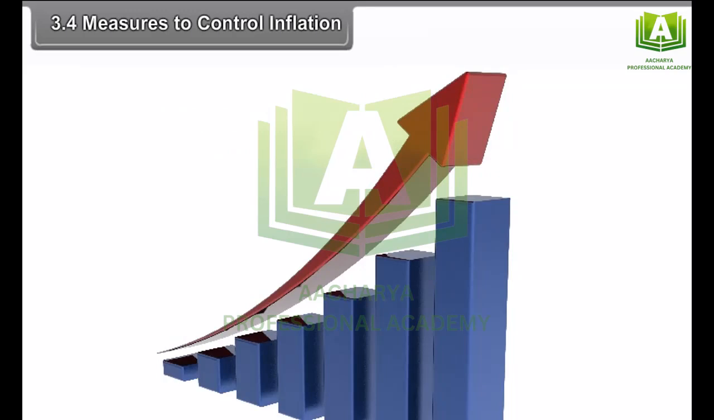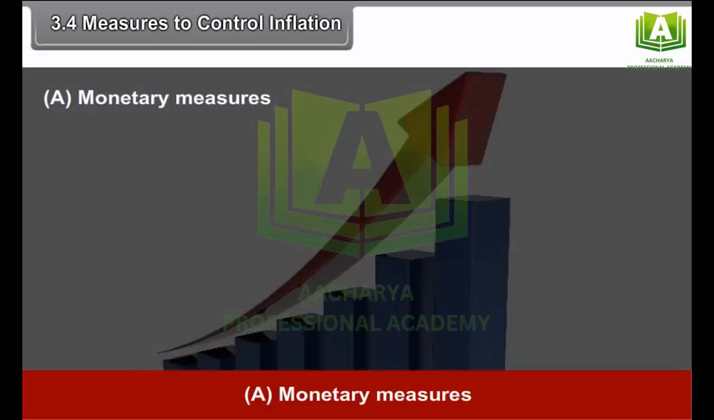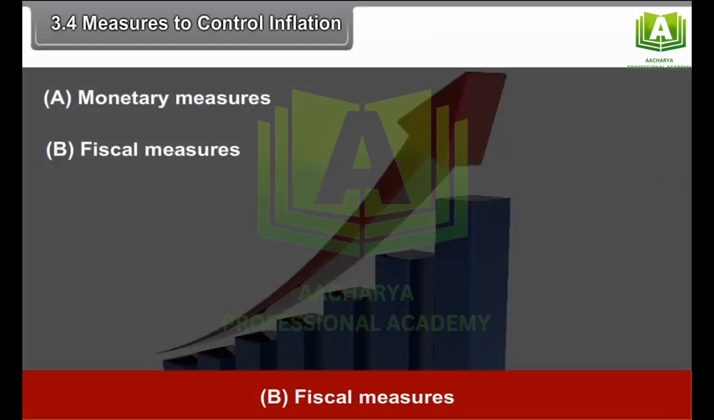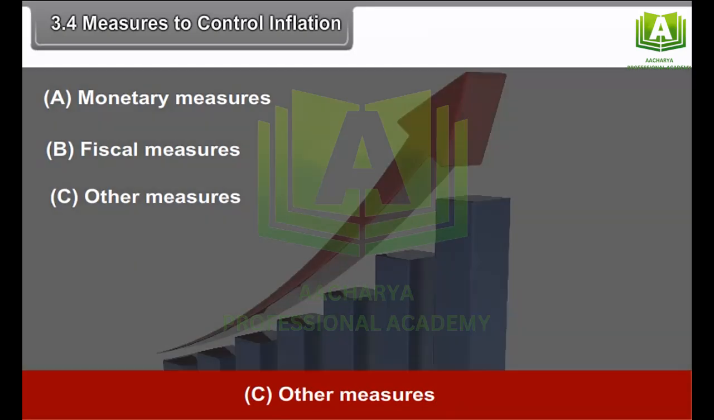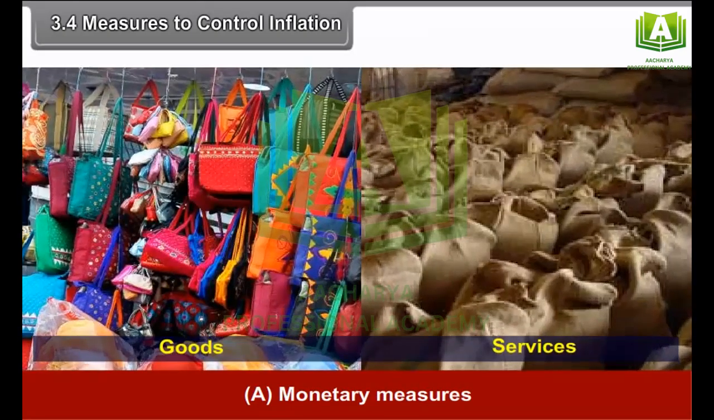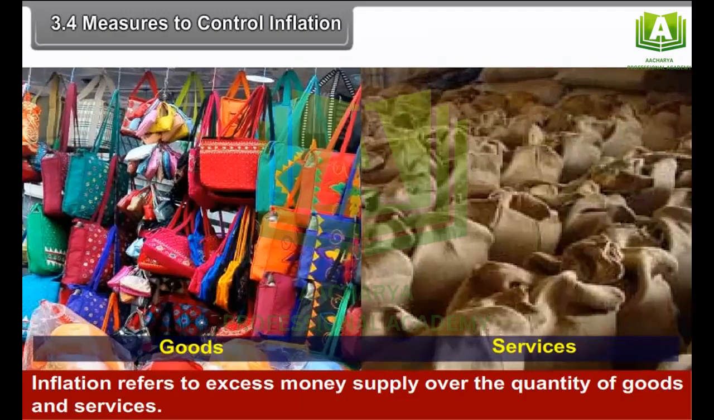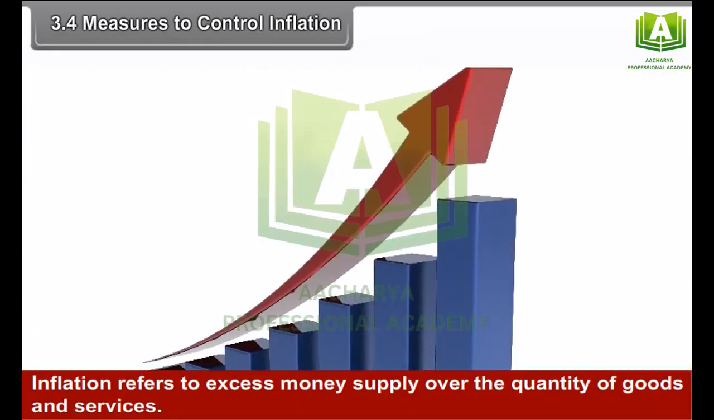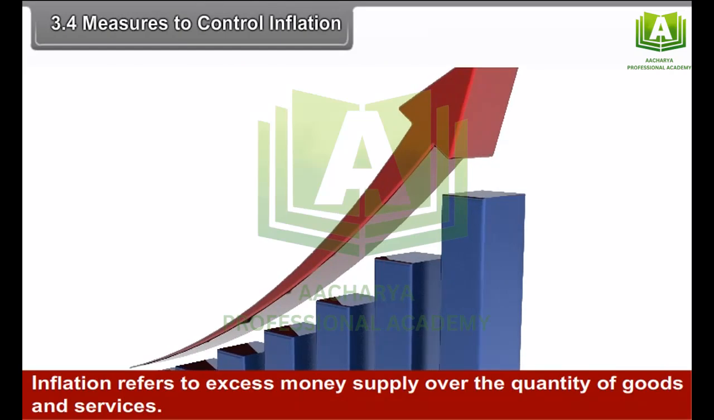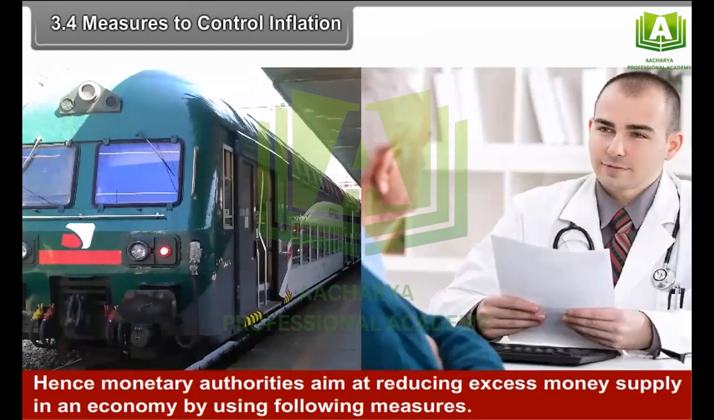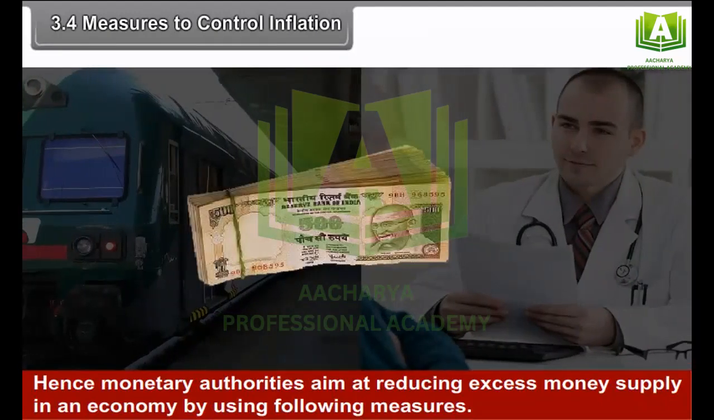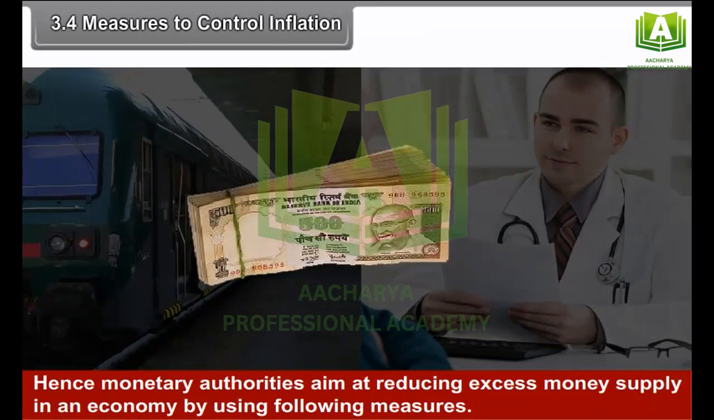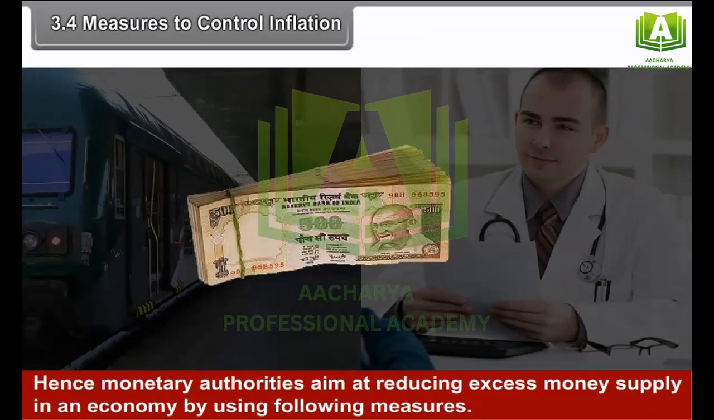3.4 Measures to control inflation. A. Monetary measures. B. Fiscal measures. C. Other measures. A. Monetary measures. Inflation refers to excess money supply over the quantity of goods and services. Hence, monetary authorities aim at reducing excess money supply in an economy by using the following measures.